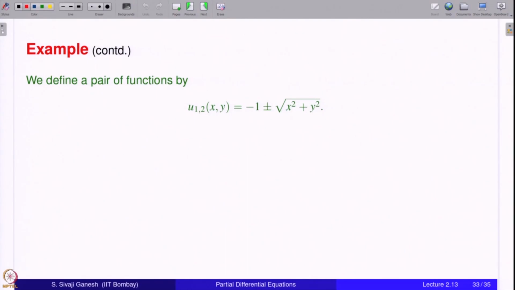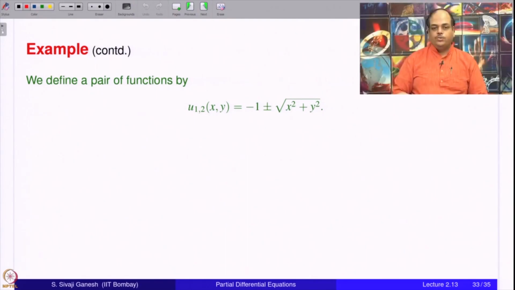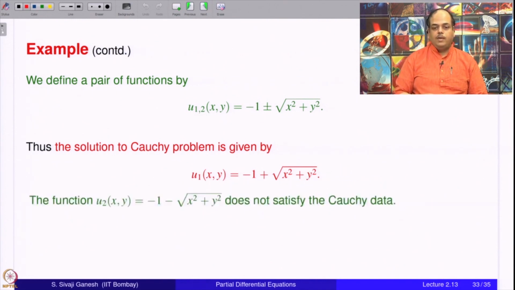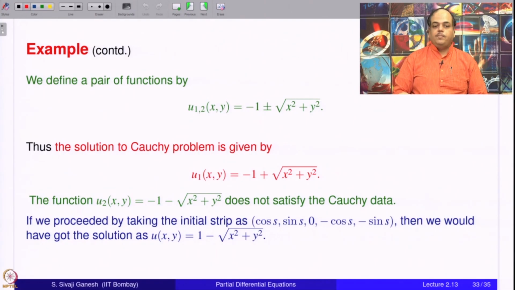So, we define a pair of functions u1 and u2, one with plus sign, one with minus sign. Then the solution to Cauchy problem is given by this and not the minus 1. Why? It does not satisfy the Cauchy data, you can check that. So, if we proceeded by taking the initial strip as minus cos s and minus sin s, then we would have got this as a solution and not this. This will not satisfy the Cauchy data, this will satisfy.